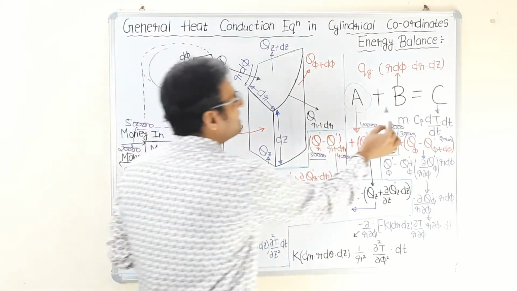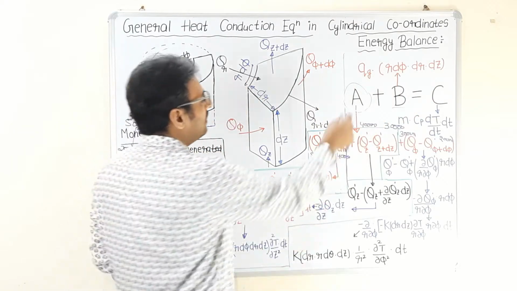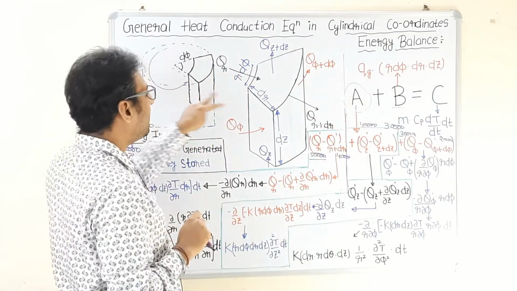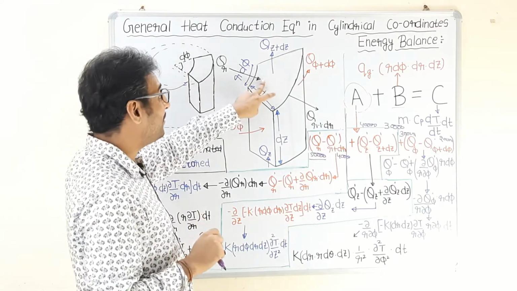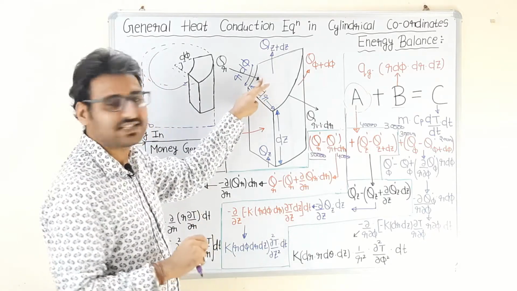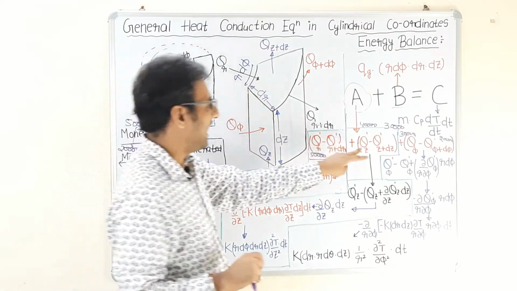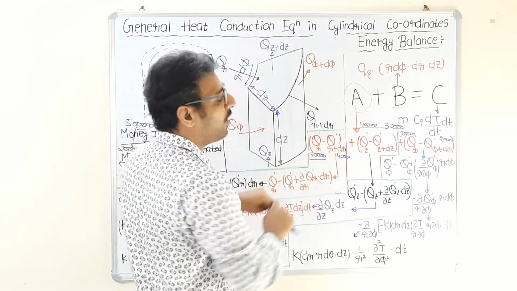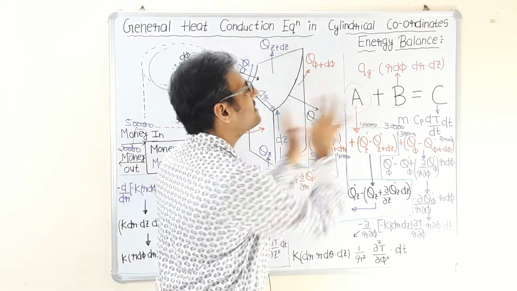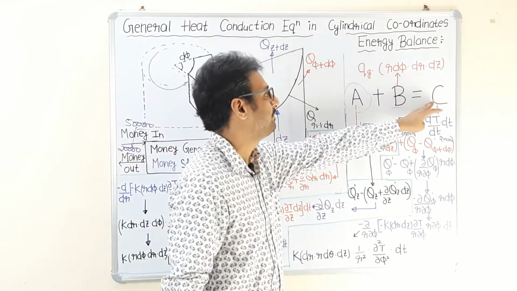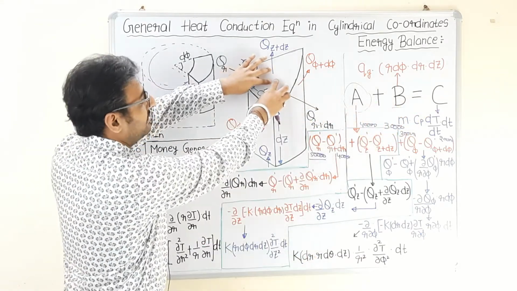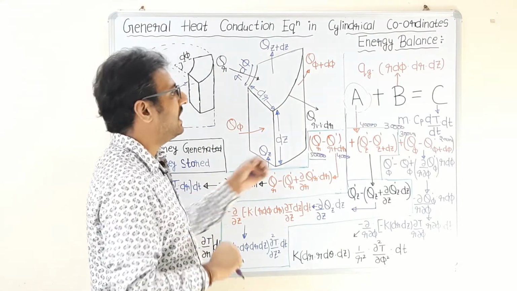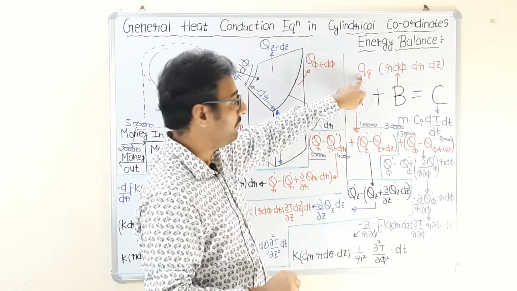Now B is basically the interest on this 30,000. Similarly, heat can conduct into this element in three directions, as I already told you: radial, axial, and tangential. The algebraic sum of all these three will raise the heat content of the element. And B is the heat generated within the element. We have shown the heat generated in the element in terms of heat generated per unit volume.